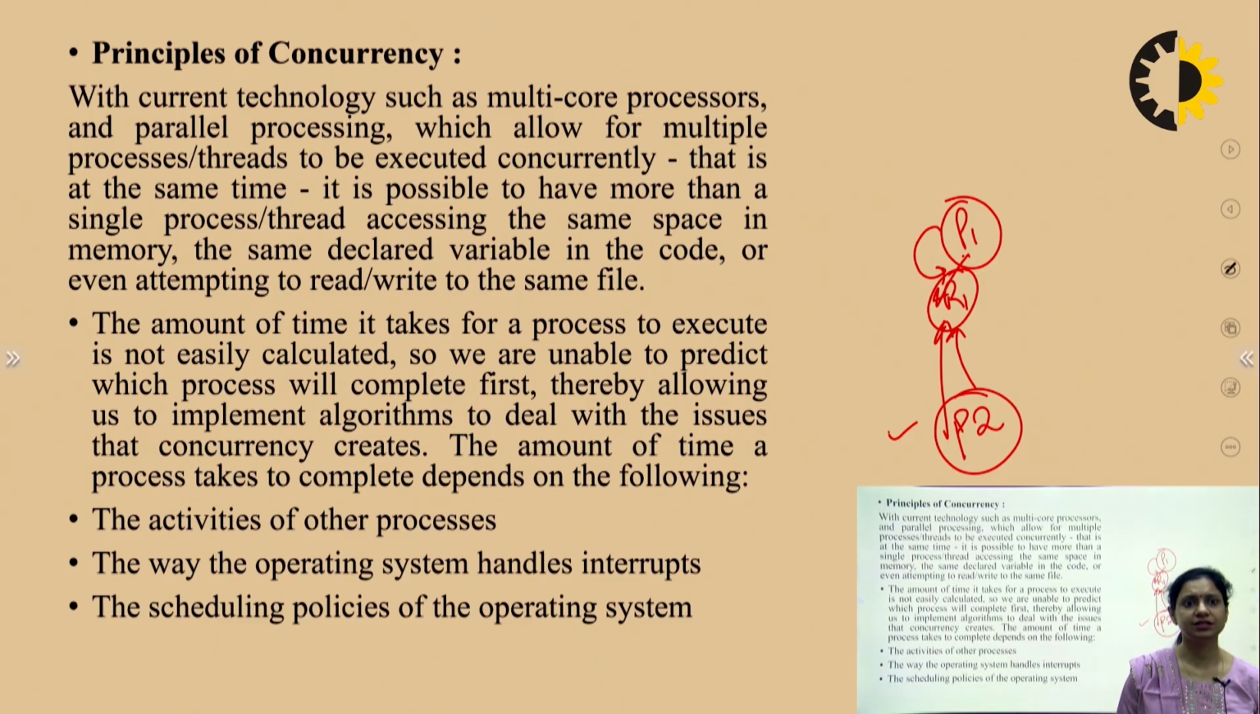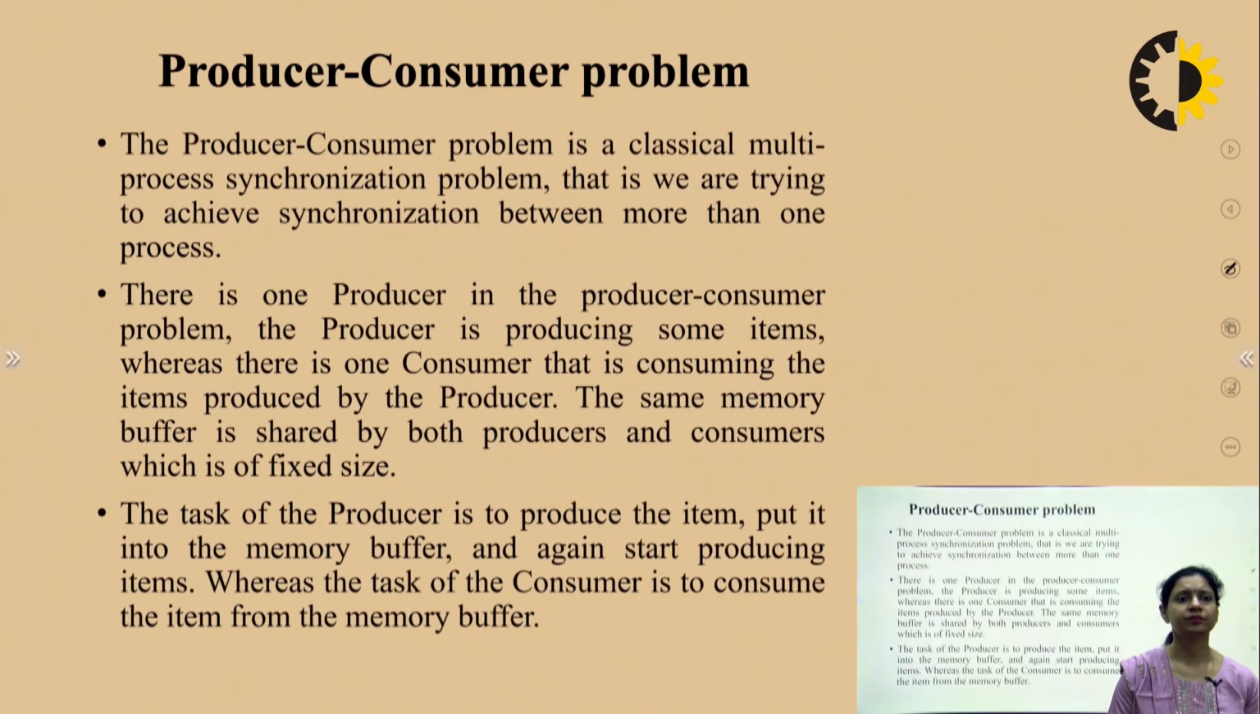The next is the scheduling policies of the operating system. We have certain scheduling algorithms on the basis of which the process gets executed in the operating system, so it also depends upon the scheduling policies. The one problem that we will discuss today is the producer-consumer problem, which comes under concurrency control.